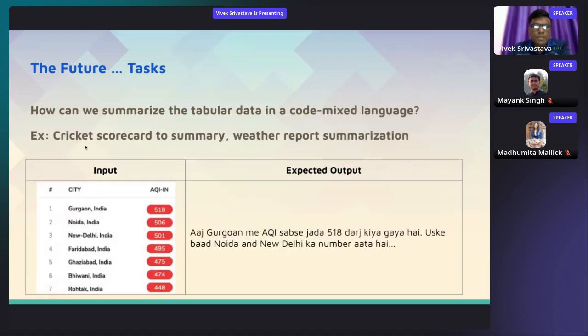One example could be, let's say you pick a cricket scorecard and you try to summarize it in a fashion that commentators do while doing the real time commentary. So can we do the summarization in that fashion? And maybe a weather report summarization, such as how news anchors and other people summarize the weather report given data in a code mix language. Can we do these kinds of things?